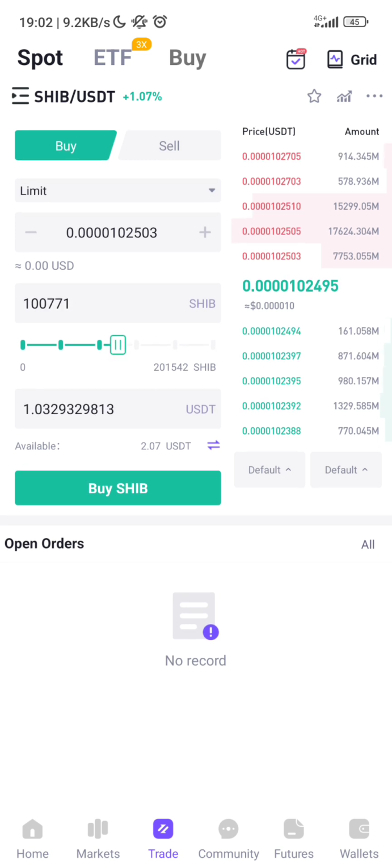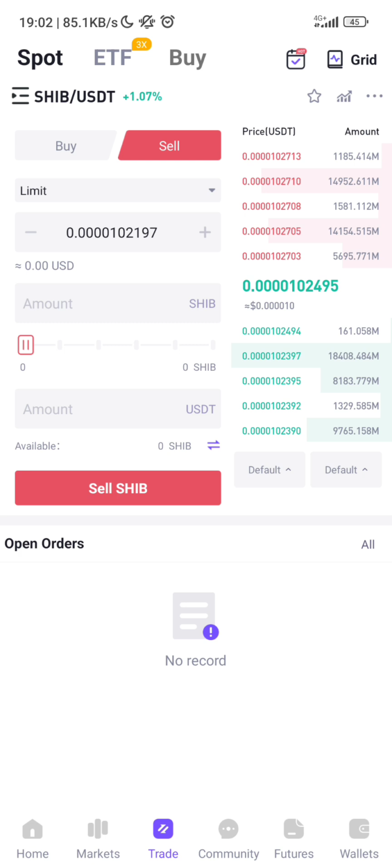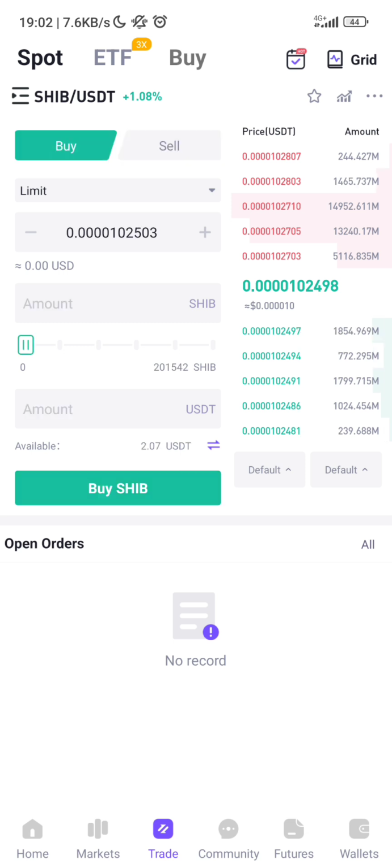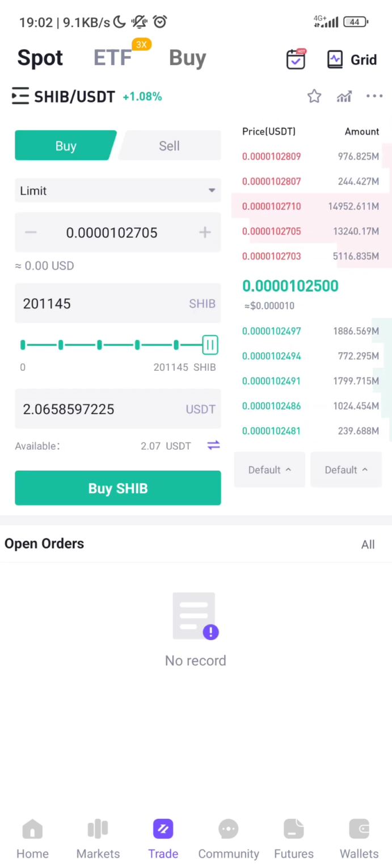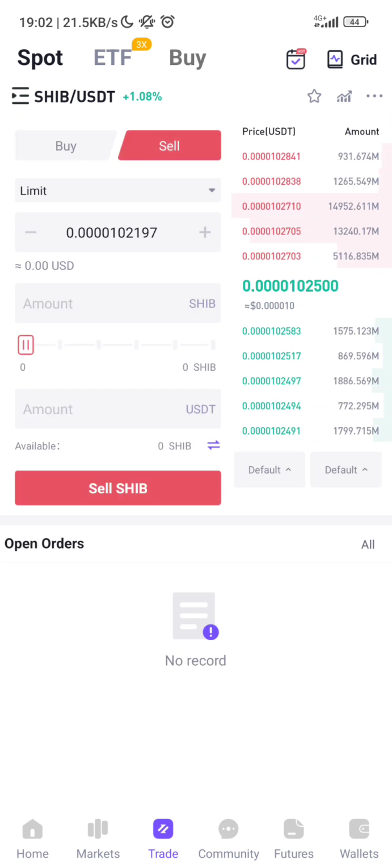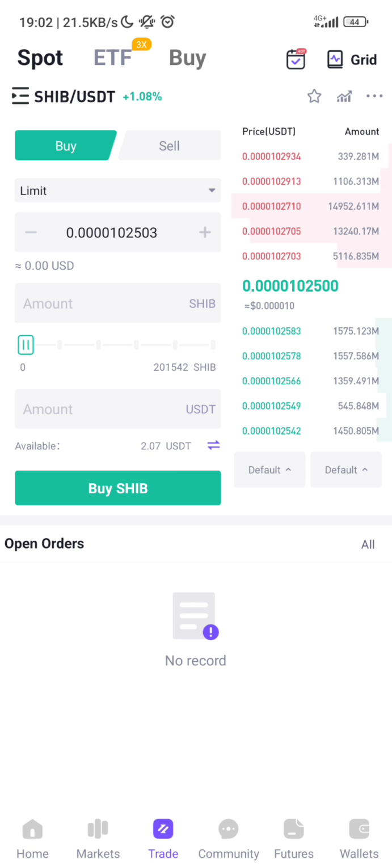By this, if I'm selling, I will just use this green part to say, because you are selling, then you are selling to someone that is buying, right? But for buying, you are buying from someone that is selling. So the red signifies sell, while the green signifies buy. So you just need to take your time to understand this. It's not rocket science, so just take your time.